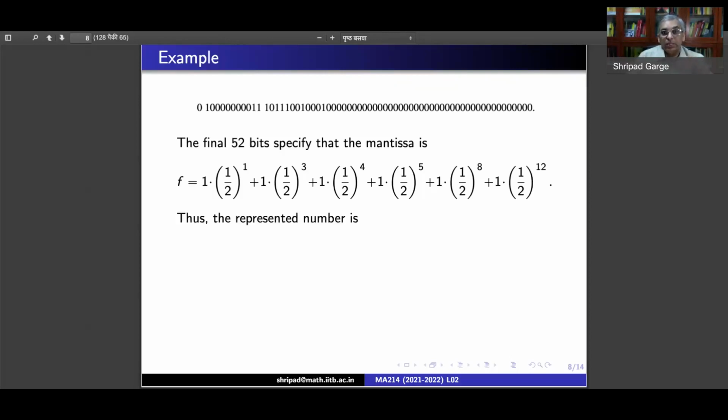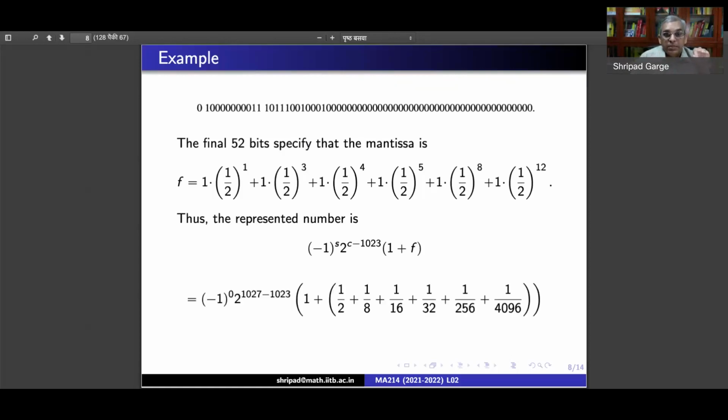So therefore the represented number by this machine number is (-1)^s times 2^(c-1023), and then in the bracket you have 1 plus f, which is (-1)^0, a positive number, so we are going to ignore that -1 now completely. 2 power 4, and then you have 1 plus f. Remember, f is something which is very close to 1 by 2.